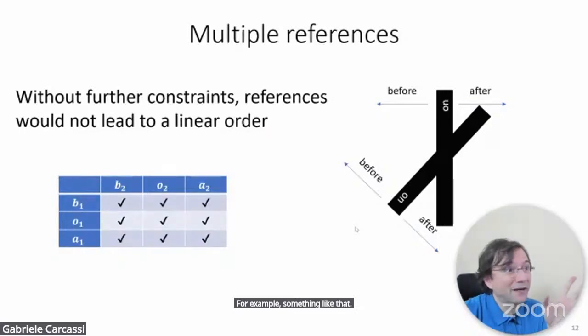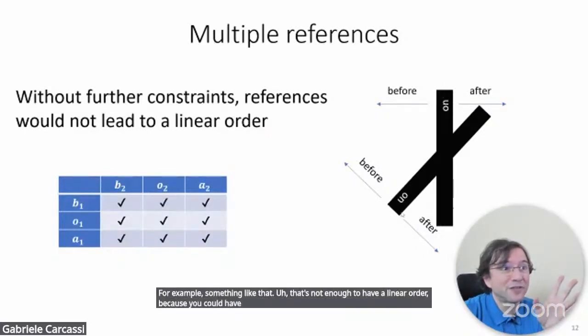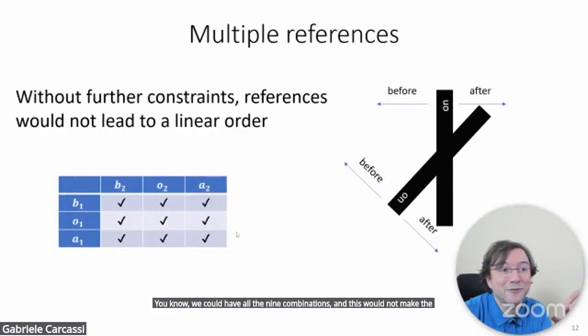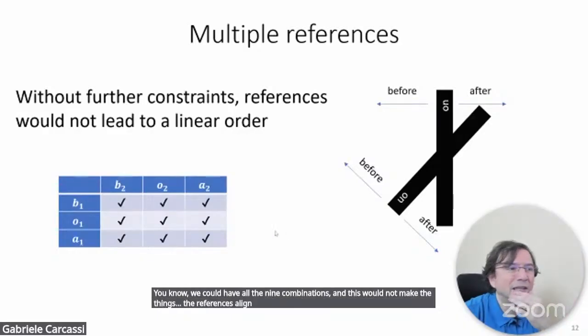That's not enough to have a linear order, because you could have two references that are not aligned. For example, if you are in space and you have a before and an after the reference, with two references like this, we could have all nine combinations, and this would not make the references align, and then it's not going to give you a linear order.